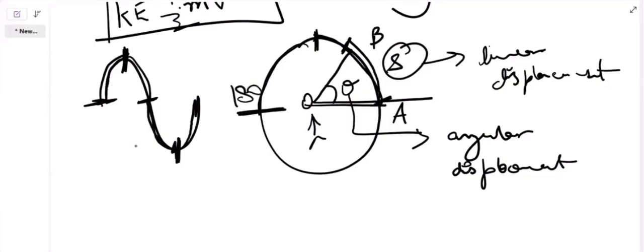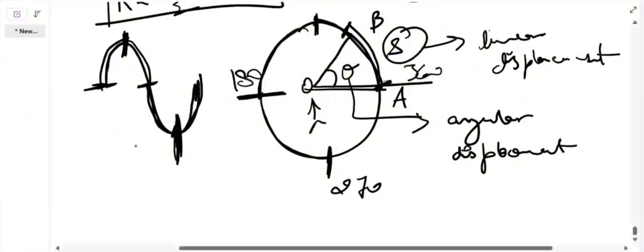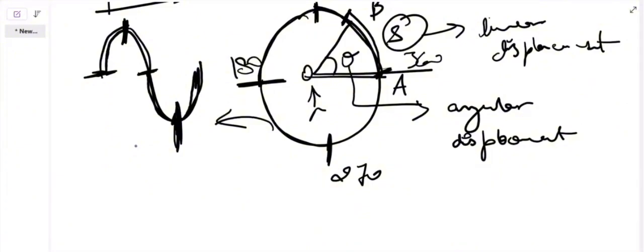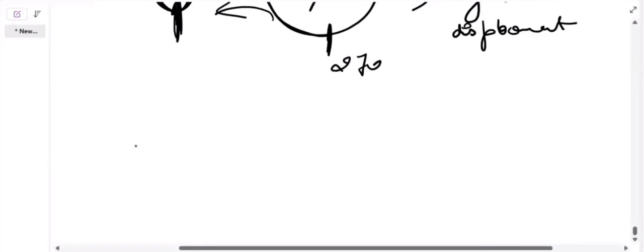Let's go in the negative cycle. This will be 270. Again coming back, you are having the 360-degree angle completed. Making sense? So circular motion is also a kind of wave only. Any doubts? Okay, now after this, pay attention.